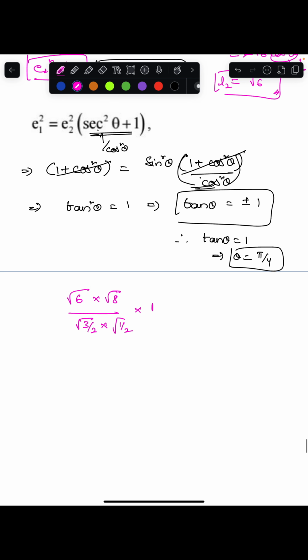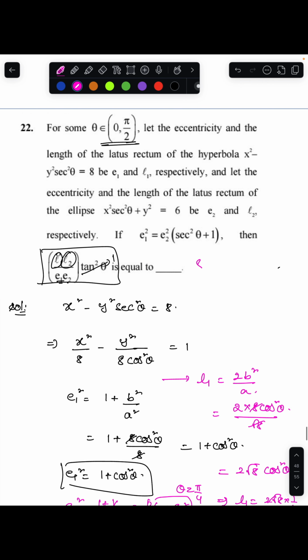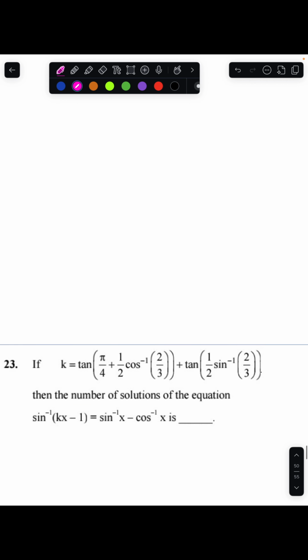Now we have to calculate this. So root of 6 into 8 by 3 by 4. So this is 2 times, right? So you'll be getting 8 square. This is 8. So the answer must be 8. So here the answer is 8. Done. Let's move to the next question.